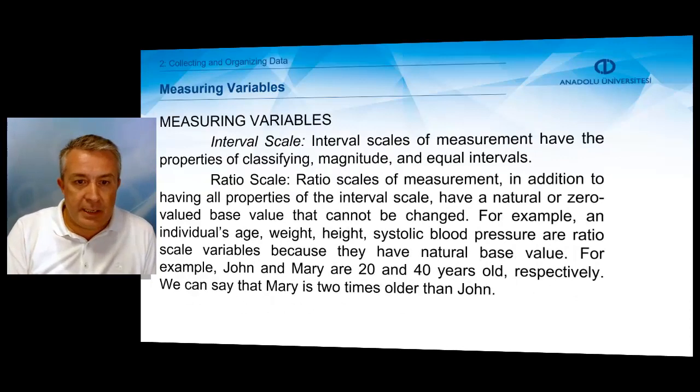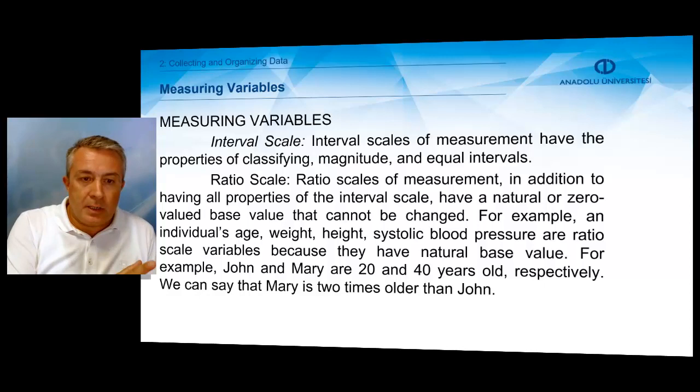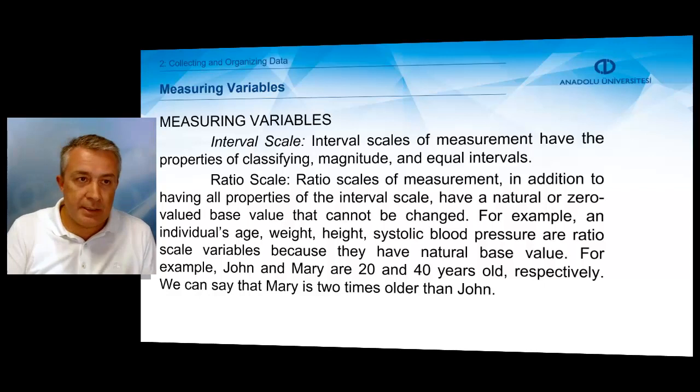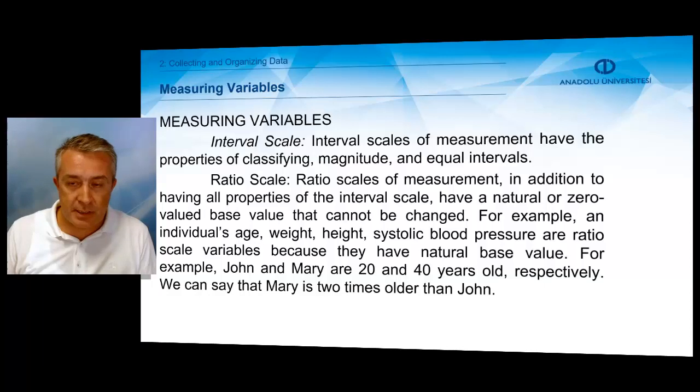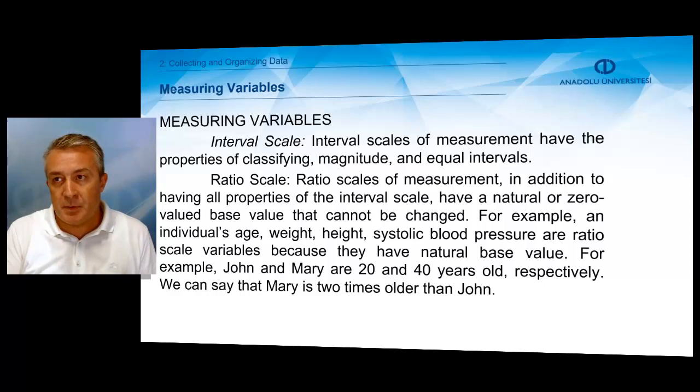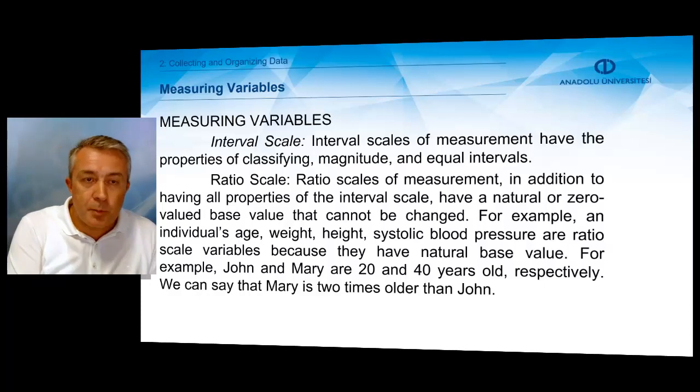In the interval scale, we now have classifications, but we also have magnitudes and equal intervals. The easiest example is temperature. We can measure the temperature with the Fahrenheit or Celsius scale. But the biggest problem with the interval scale is that we don't have an absolute starting point.